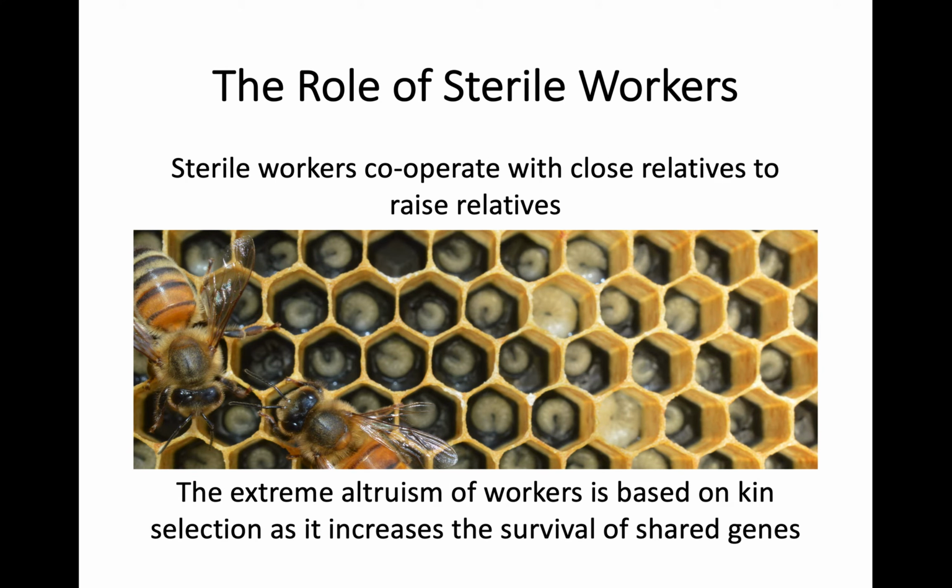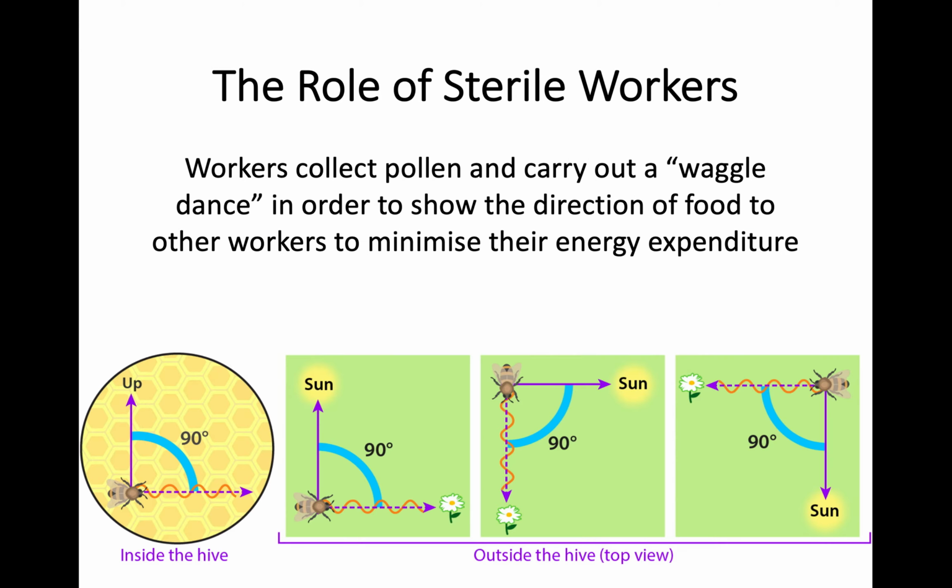So just to go into a little bit more detail, you can see some of the offspring being raised here, but these sterile workers will work together in order to raise these relatives, in order to raise the offspring of the queen. And this extreme altruism is, again, based on kin selection. It increases the survival of shared genes, even though it's not their own offspring, they still share those genes.